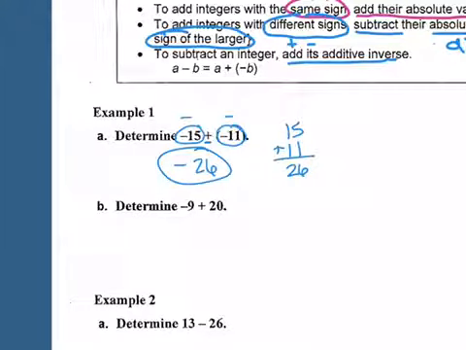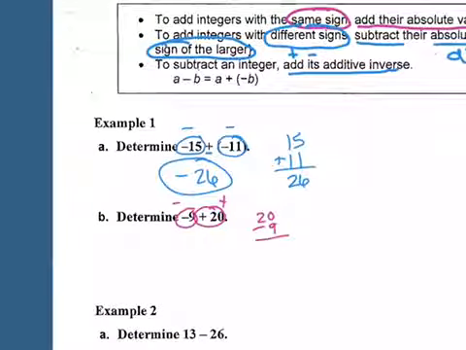B, determine negative 9 plus 20. Same thing. Circle the number with the sign in front. You can circle the number with the sign closest to the number in front. So I've got a negative, I've got a positive. Since they're different, I want to subtract. And so 20 minus 9, it's going to be 11.